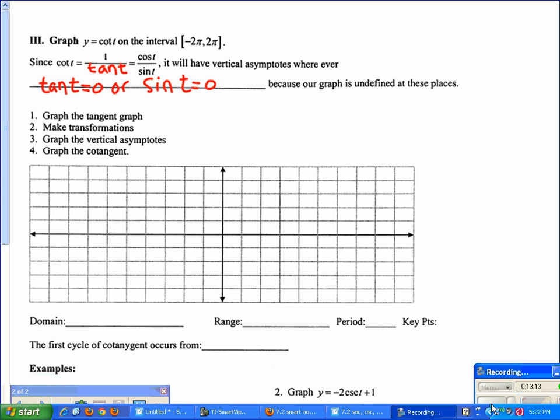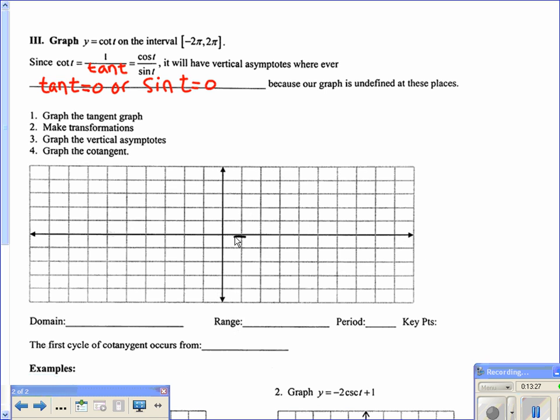So the first thing we're going to do is graph the tangent graph. Then you would make transformations to that, then graph the vertical asymptotes, and then we're going to change it into cotangent. So starting off with the tangent graph, remember that the tangent graph period is pi, so our key points are by pi over 4, so that's what we're going to count by. So this would be pi over 4, and then pi over 2, because that's 2 pi over 4. Then we have 3 pi over 4, and then 4 pi over 4, 5 pi over 4, and then 6 pi over 4, which is 3 pi over 2, 7 pi over 4, and then 8 pi over 4, which is 2 pi, and then I'm going to do that in the negative direction.